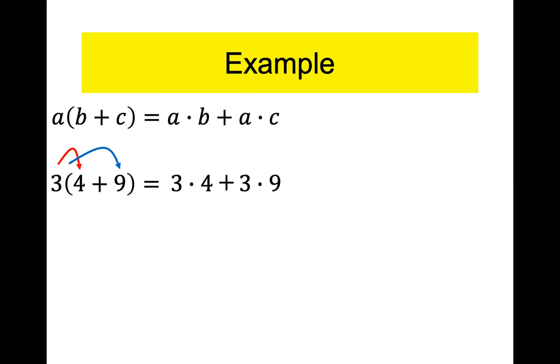3 times 4 is? 12. 3 times 9 is? 27. And 12 plus 27 is? All right, who's the person whose pants are itching right now? And they're like, wait, that's stupid. There's an easier way. What's the easier way?